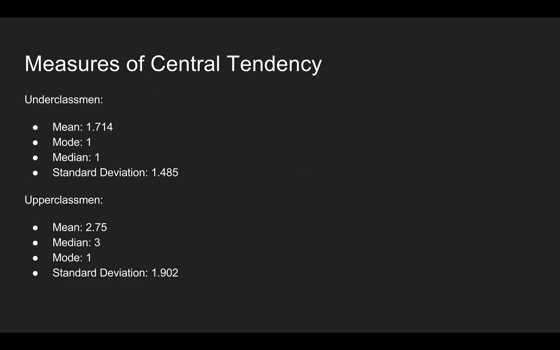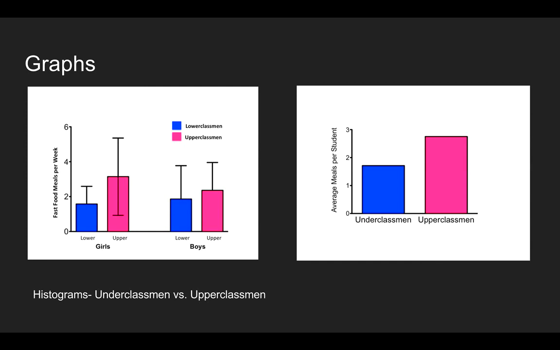upperclassmen. So our measures of central tendency after getting the data were: the underclassmen's mean was 1.714 times a week, the mode was 1, the median was 1, and the standard deviation was 1.485. For the upperclassmen, the mean was 2.75, the median was 3, the mode was 1, and the standard deviation was 1.902. Here are some graphs comparing the data.